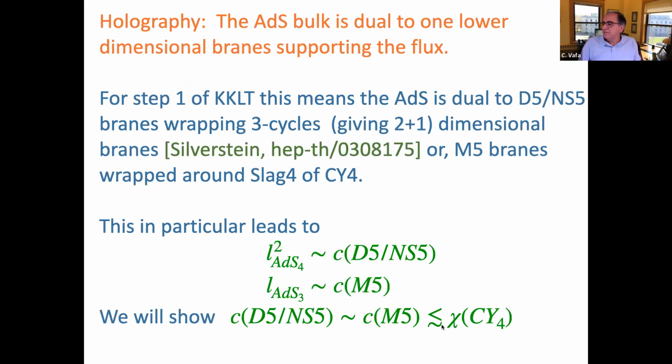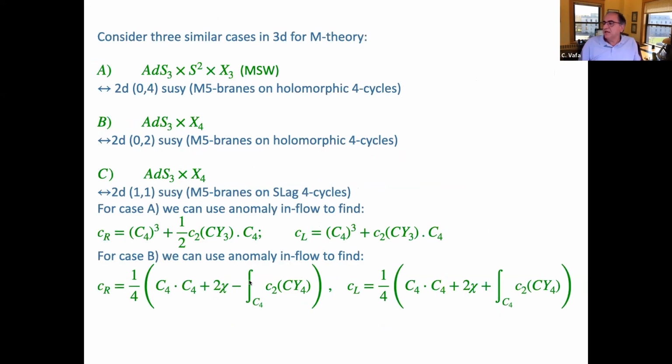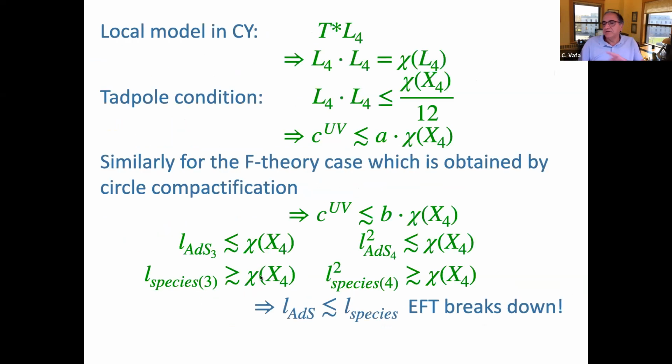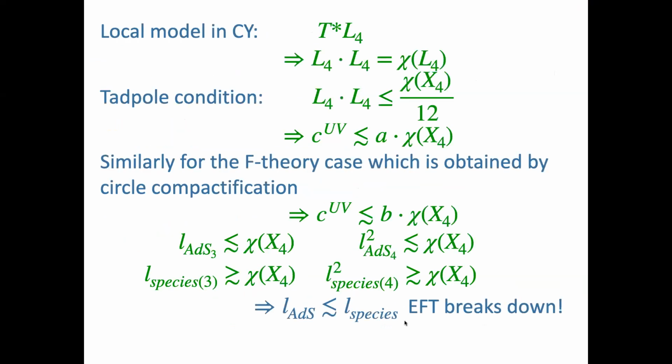If the central charge is bounded by the Calabi-Yau, then the rest of it follows from the fact that the species scale is the other way, and therefore the AdS scale is less than the species scale. So it's really a one-liner. It's a very simple argument. So in some sense, they should not have expected this to exist.